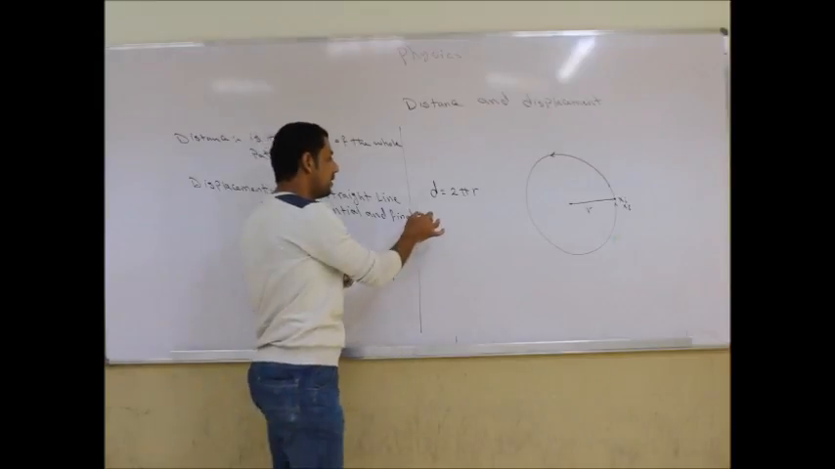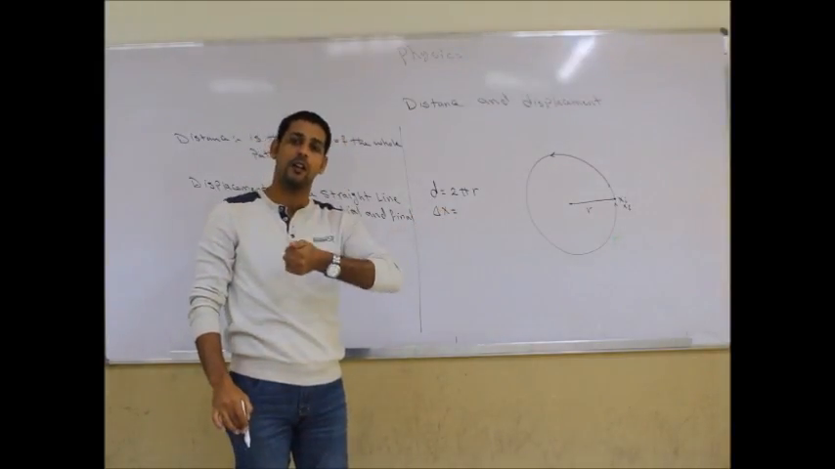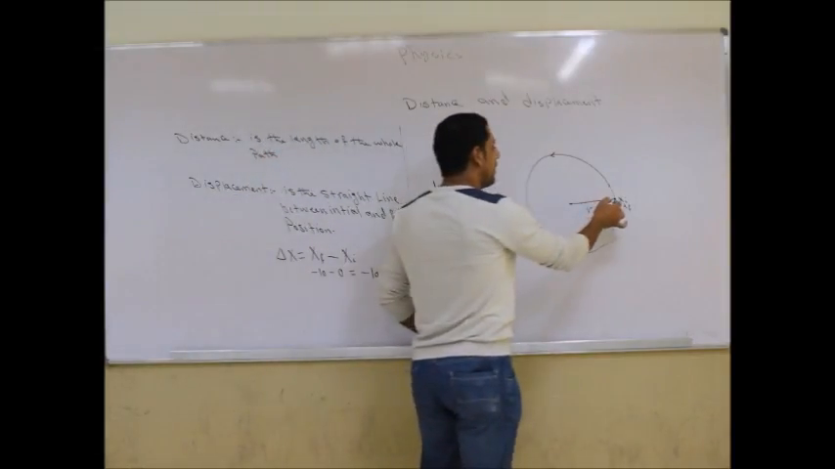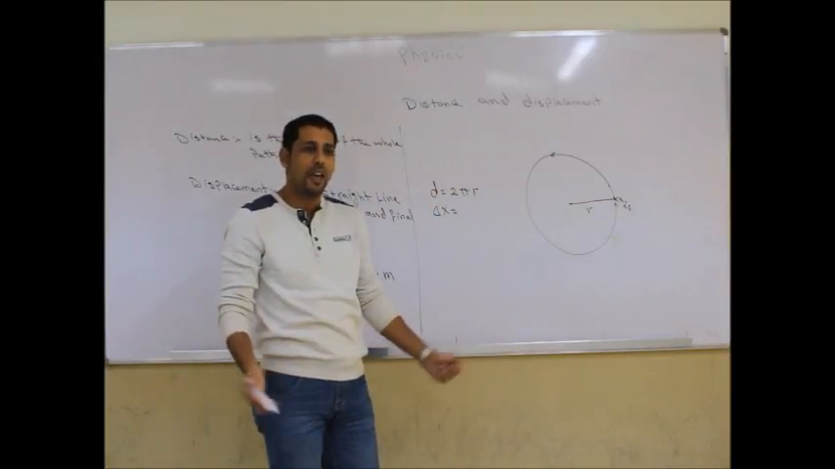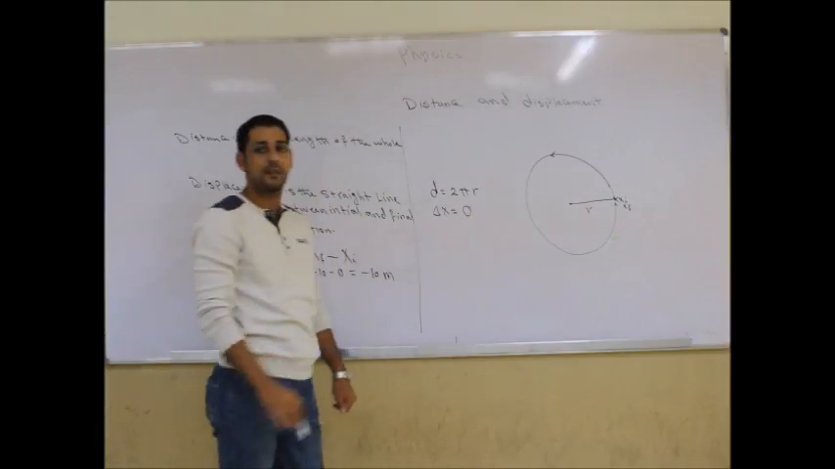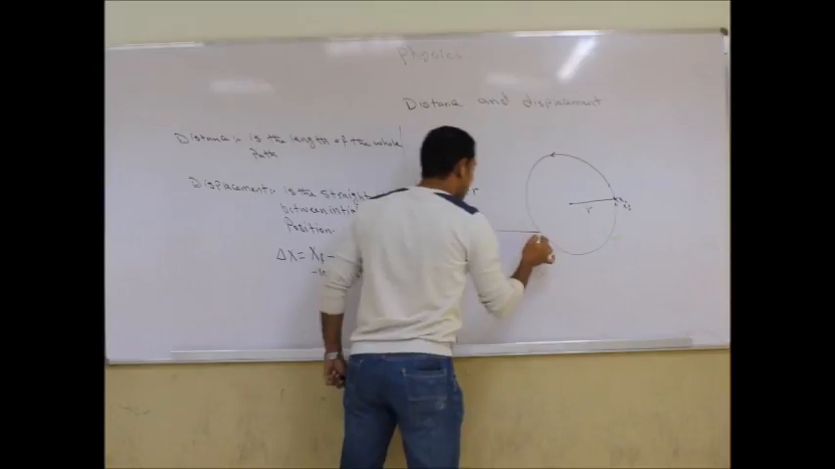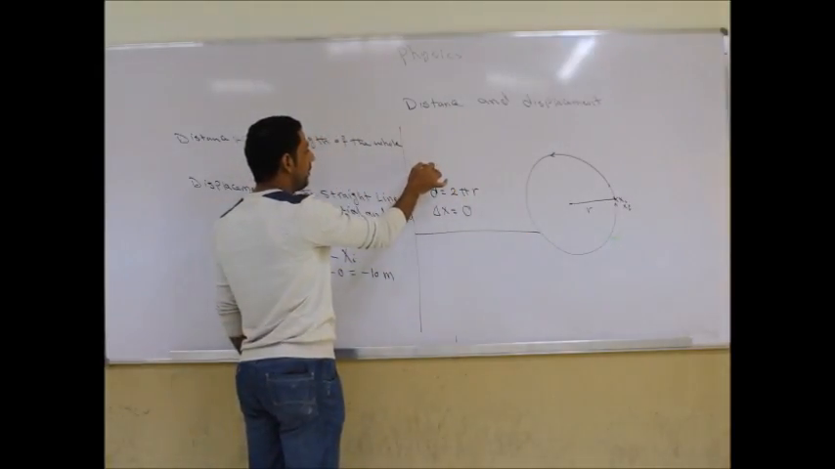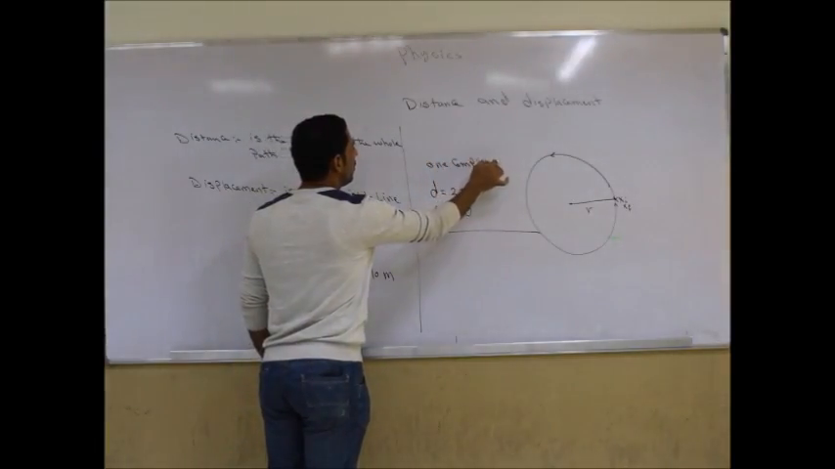What about the displacement? Displacement is the straight line between initial and final position, or the change in the position. If xf and xi are the same point, we have no change in the position, so in this case the displacement is 0. This is after one complete revolution, or one complete rotation.